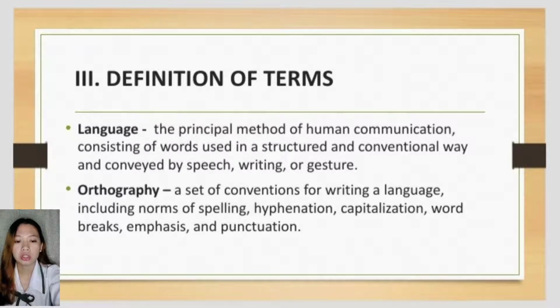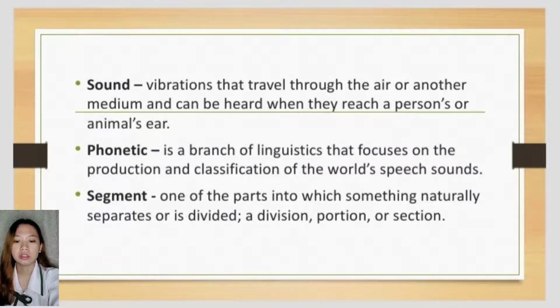Language. Language is the principal method of human communication consisting of words used in a structured and conventional way and conveyed by speech, writing, or gesture. Orthography, a set of conventions for writing a language, including norms of spelling, hyphenation, capitalization, word breaks, emphasis, and punctuation. Sound. Sound is a vibration that travels through the air or another medium that can be heard when it reaches a person's or animal's ear.